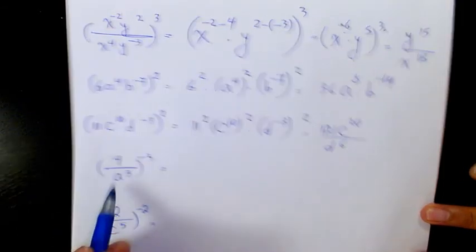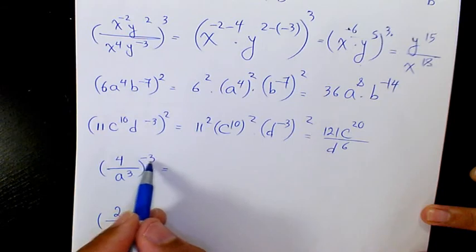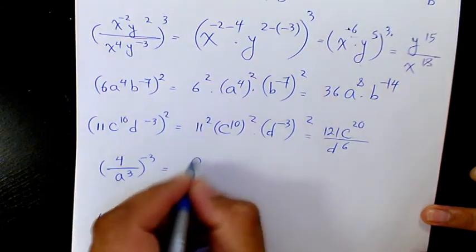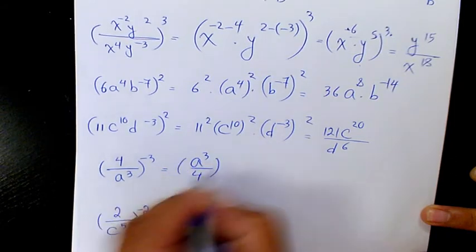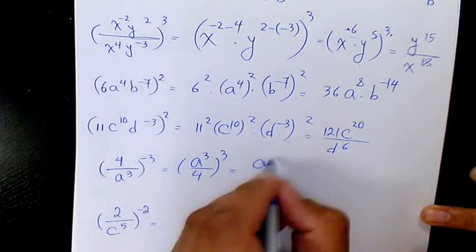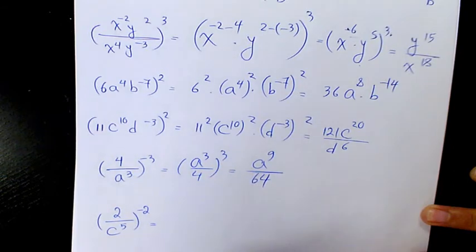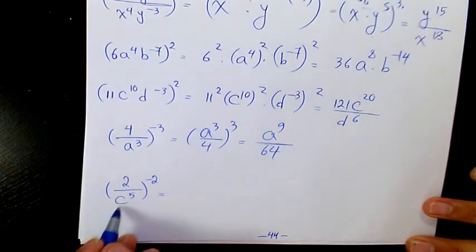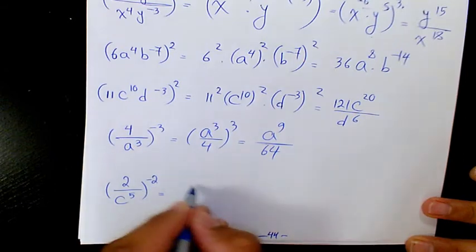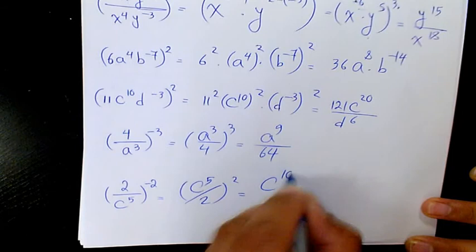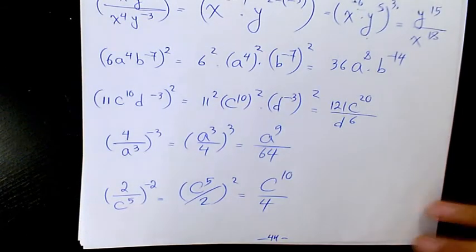This one is 4 divided by a cubed, to the power of negative 3. Right away, because the whole exponent is negative 3, if I flip the fraction, it's going to make it positive. So a to the power of 3 to the power of 3, 9. 4 to the power of 3 is going to be 64. Next one. 2 over c to the power of 5, to the power of negative 2. So it's going to be c to the power of 5 divided by 2, to the power of 2. So it's going to be c to the power of 10 divided by 4.